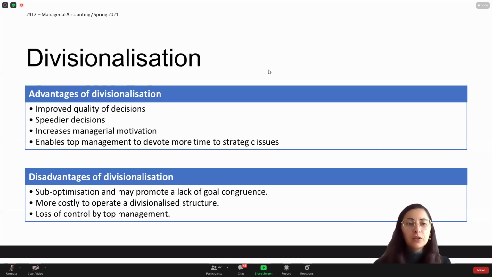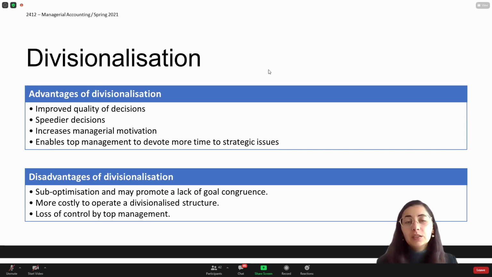So, advantages of divisionalization. It improves the quality of decisions. We have faster decisions because we have more managers taking decisions, not just one CEO for everything. Each division has a manager that is taking decisions. We have improved quality because for each decision, the manager knows more about that division, okay? So he is more knowledgeable about what is going on, about the environment, about the challenges, so he can make better decisions, and also faster, because he has less responsibility than the CEO for the whole organization.